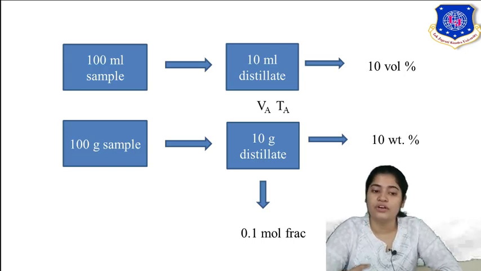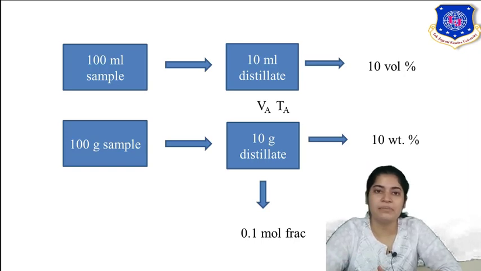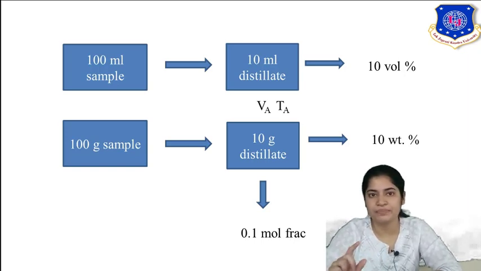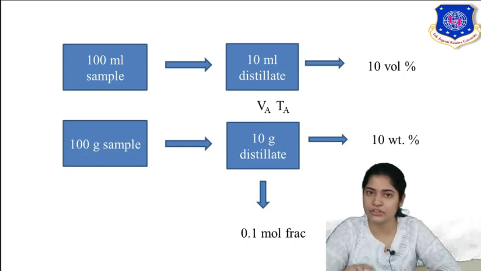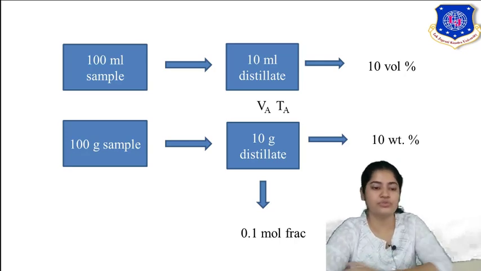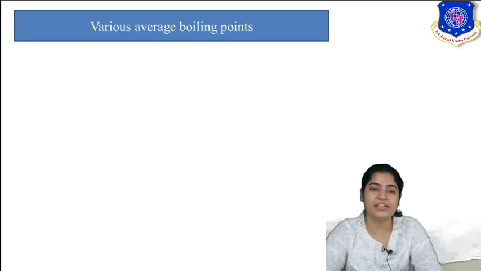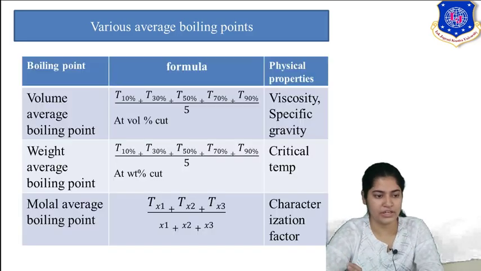Now, see VA and TA. What is VA? Suppose 10 ml distillate is my A reading, that is my A quantity. So 10 ml is VA, the volume of that cut of distillate. A is my cut, that is 10 ml. The corresponding temperature of that cut is TA. So now moving forward, the various average boiling points are described on the basis of such quantities.